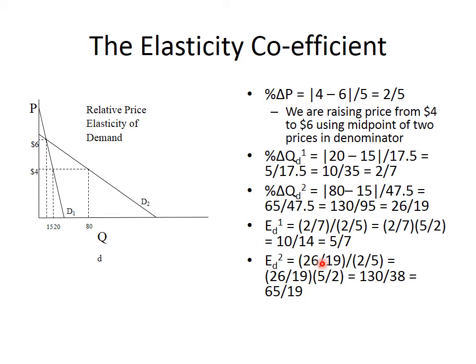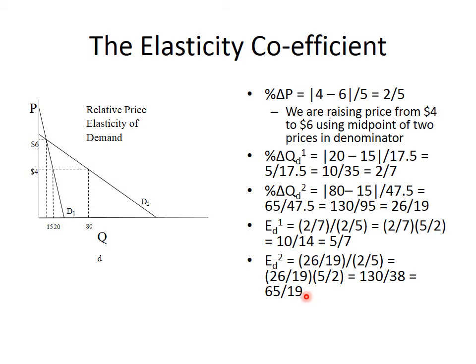Now, when we look at the elasticity of the second line, we get a very different number. We just calculated the percentage change in quantity to be 26/19ths. The percentage change in the price is the same as with the first line because we've held price constant. That's going to give us 130/38ths, or 65/19ths. Now we're going to convert that to a decimal. You can go ahead and convert that to a decimal now.